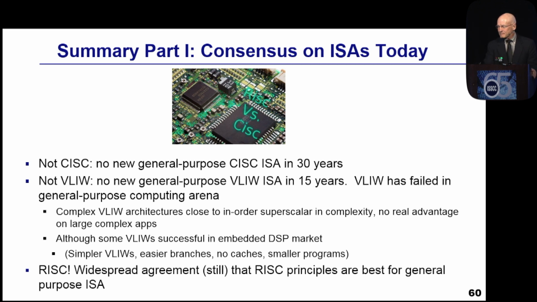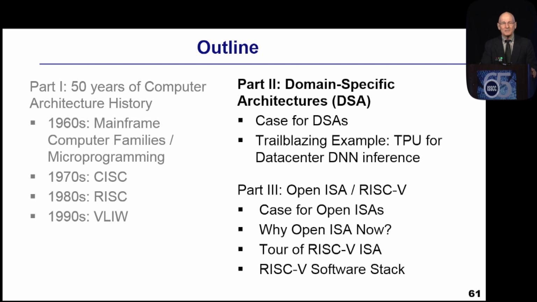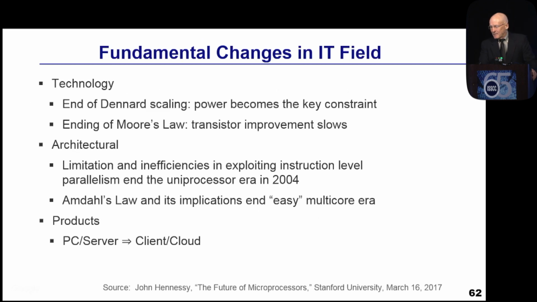Okay, let's go to part 2, domain-specific architectures. So, end of Dennard scaling, end of Moore's law that we talk about a lot here. Those are big things. Architectural limits, binary compatibility below the covers, we would have out-of-order execution ideas, but those kind of ran out of steam about 15 years ago. And so we went to multi-core because we couldn't build better unicores.